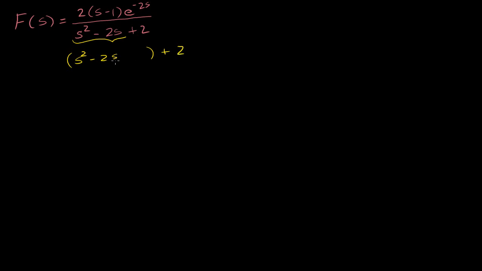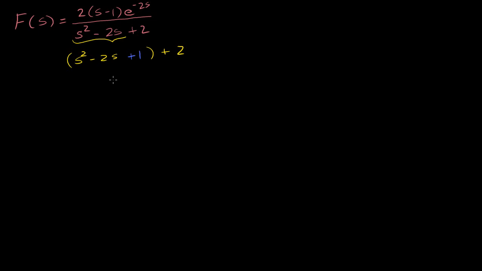And hopefully, if all of this looks foreign to you, I have a bunch of videos on completing the square. To complete the square, we just want to turn this into a perfect square. So we want something that, when I add it to itself twice, becomes minus 2. It's minus 1. And when I square it, it'll become plus 1.